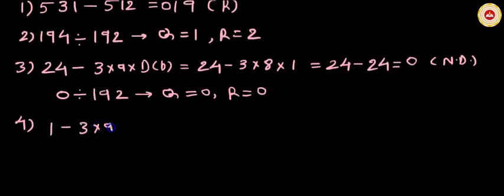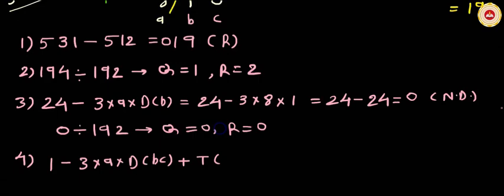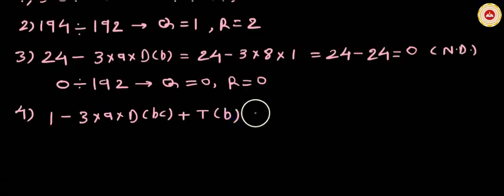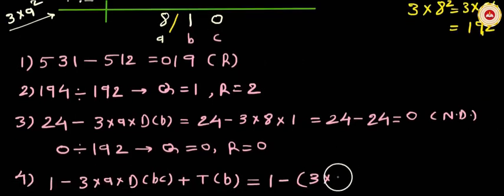3 multiplied by A multiplied by duplex of BC plus triplex of B. Solving further, we get 1 minus, let me put it in brackets because there are two terms, 3 multiplied by, what is A? A is 8 here, multiplied by duplex of BC. What is B? 1. What is C? 0.